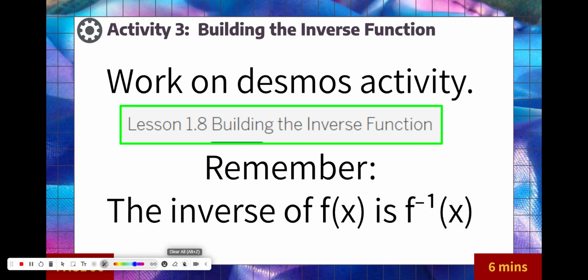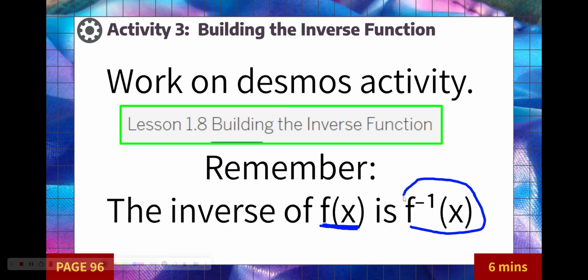Now, I have a Desmos activity titled Lesson 1.8, Building the Inverse Function. I want you to pause this video and spend 6 minutes on those questions, but please remember that the inverse of the original function x will be inverse of x. Whatever we did in our previous slide will reflect on this activity. Alright, see you after 6 minutes. Go. Pause the video.